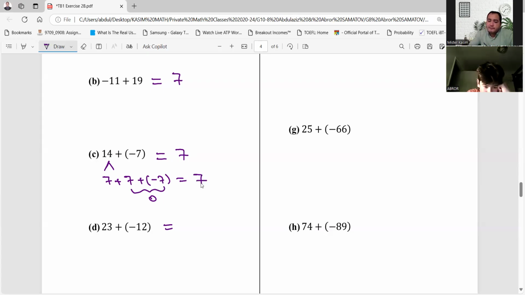Okay, how about here? This one is negative 11. But instead of this 19, I can write 11 plus 8, right? So this negative 11 plus 11 is 0. 0 plus 8 is 8.